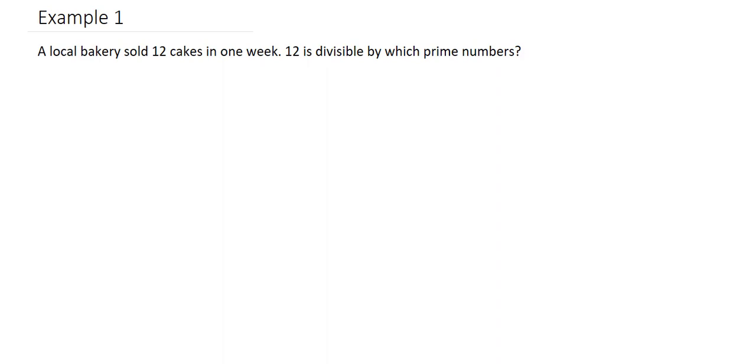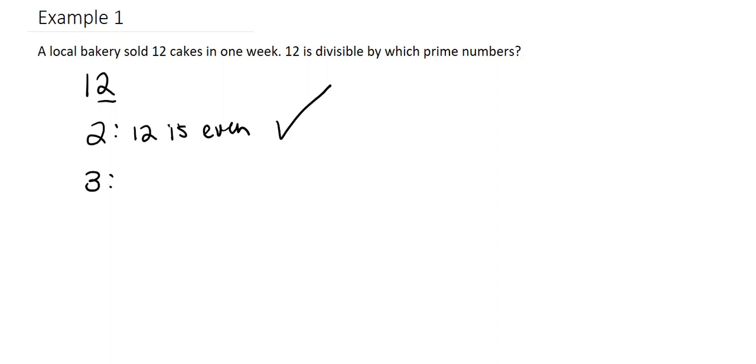Example 1: a local bakery sold 12 cakes in 1 week. 12 is divisible by which prime numbers? So let's look at 12. If we look at 2, well, it does end in a 2, so we know it's even. So it does check out, right? 12 is even, so we would say, yes, it can be divisible by 2.